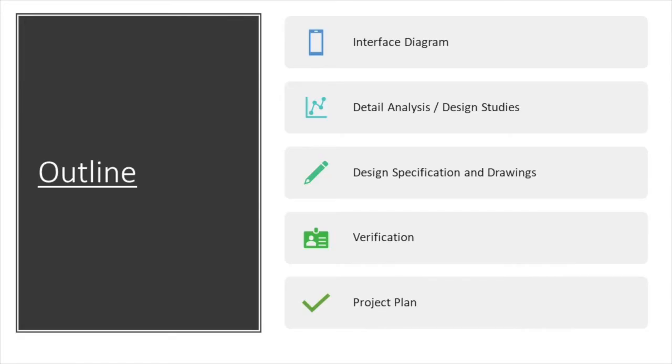In this phase, we will be focusing on the following points. 1. The interface diagram. 2. The detailed analysis or design studies. 3. Design specification and drawings. 4. Verification. And 5. The project plan.